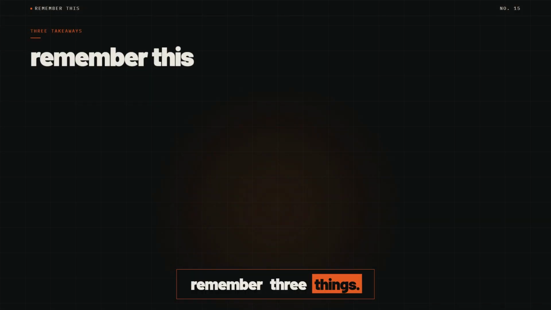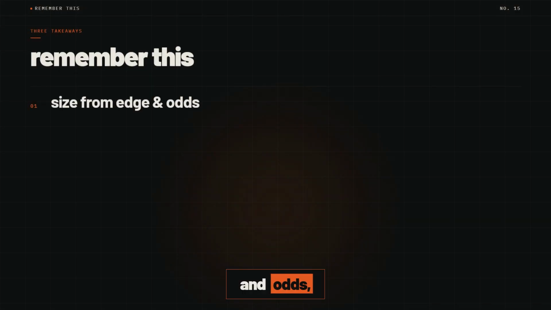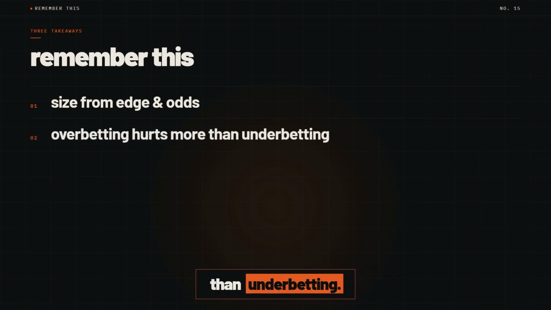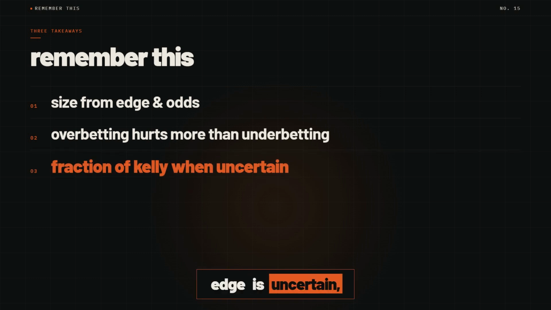Remember 3 things. Size from edge and odds, not from gut confidence. Overbetting is more dangerous than underbetting. When the edge is uncertain, use a fraction of Kelly.